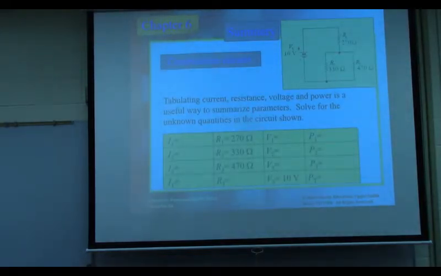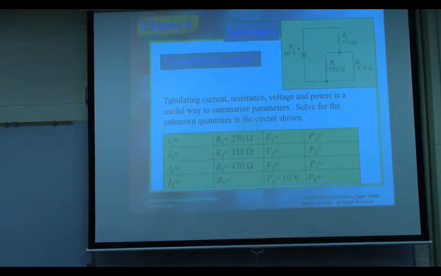Now we have this circuit. Again, we want to tabulate all these numbers. What we are given is the source equals 10 volts. R1 equals 270, R2 equals 330, and R3 equals 470. Listed here, and the source is here. So we want to analyze this circuit. That means we want to know everything: all the resistance, the voltage, the current on each of the components.